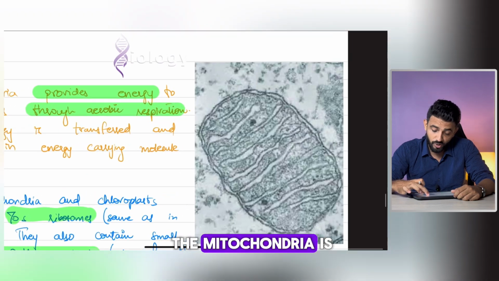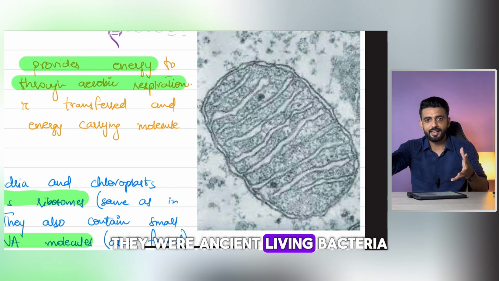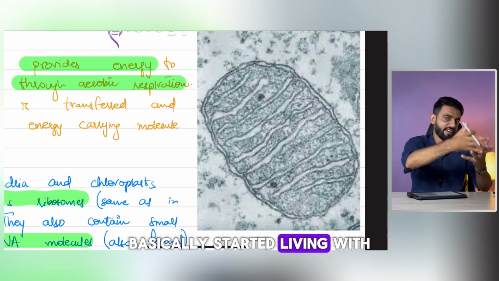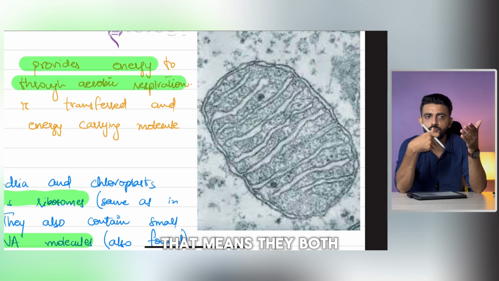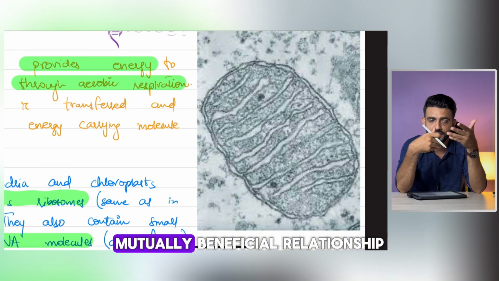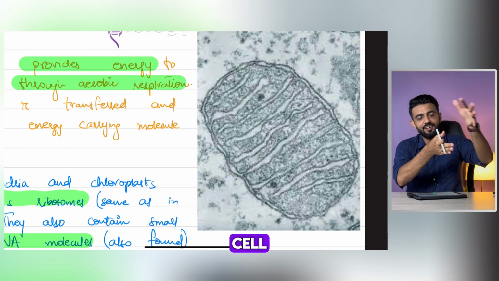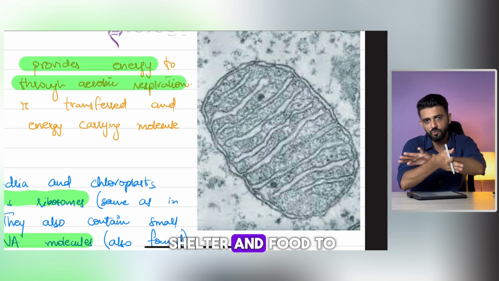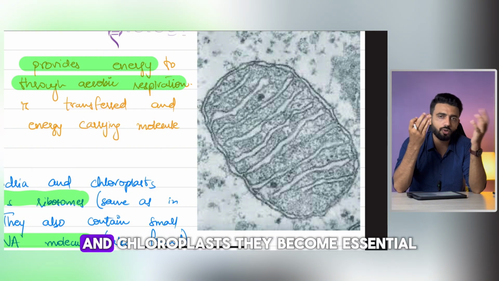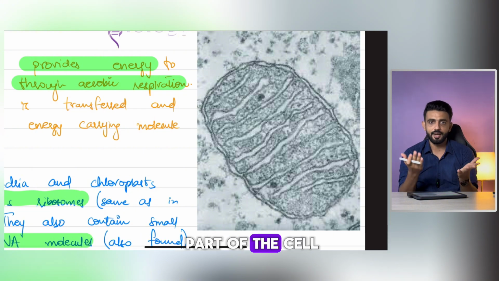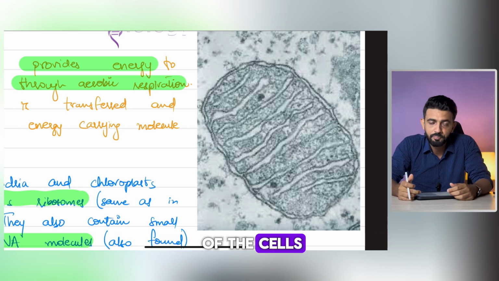Another important thing about the mitochondria is there is a theory that mitochondria and chloroplast were ancient living bacteria which basically started living with the eukaryotic cells in a mutual relationship. That means they both provided benefit to each other, a mutually beneficial relationship. Mitochondria gave energy to the cell. Cell in return gave shelter and food to this bacteria. With evolution, these mitochondria and chloroplasts became an essential part of the cell. Now we call them the organelles. Mitochondria are essential organelles of the cells.